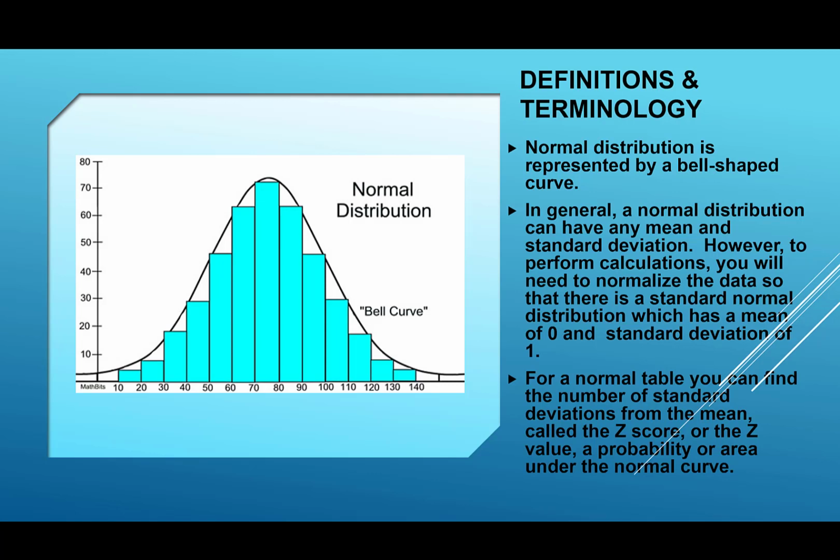However, in order to perform calculations using our standard normal curve, we have to normalize or standardize the data, which means that we have to have a mean of 0 and a standard deviation of 1. Using the normal table, you can find the number of standard deviations that you are from the mean, which is called the z-score, or the z-value, which is a probability, percentage, or area under the curve.